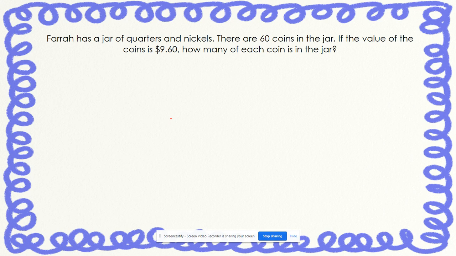Today we're going to continue looking at how to solve real-world problems using systems of equations. So let's look at our first problem. Farah has a jar of quarters and nickels, and there are 60 coins in the jar.